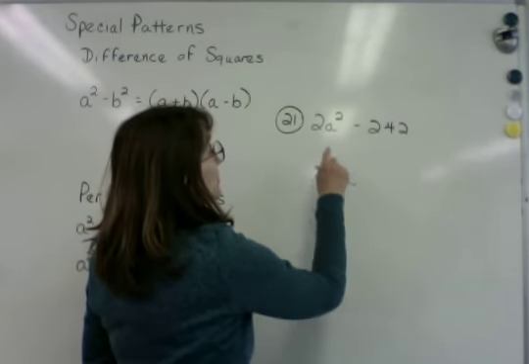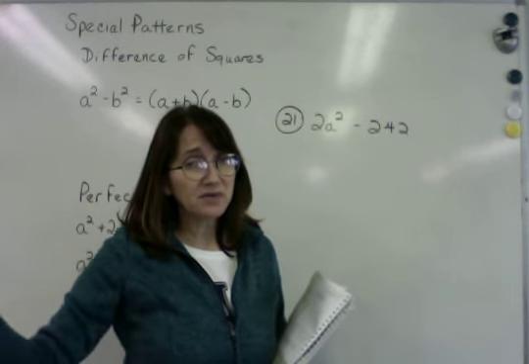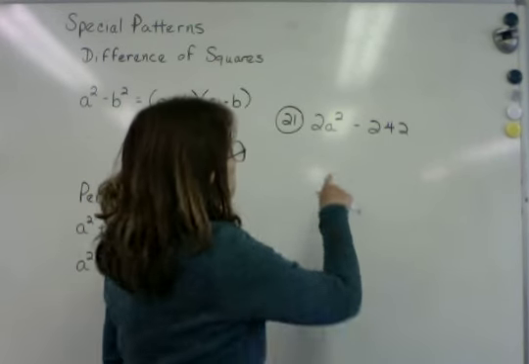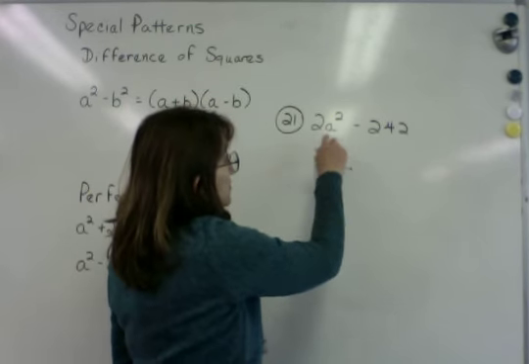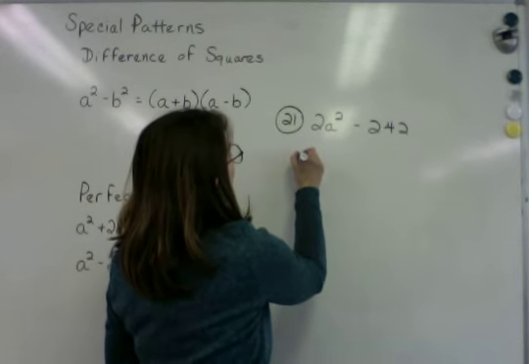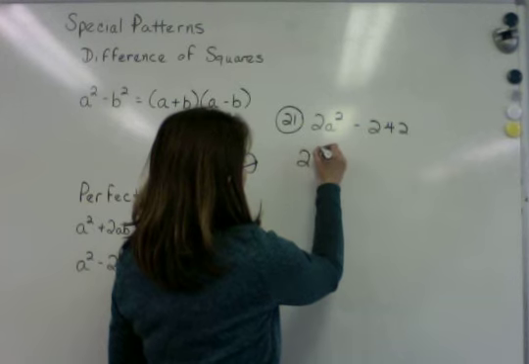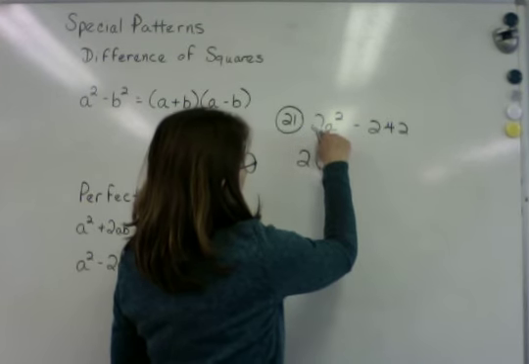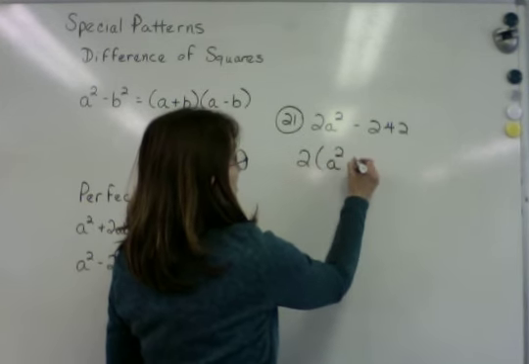Those are both even numbers. So if nothing else, if I'm completely clueless, I go with my smallest prime. 2 is common between both of those numbers, so I'm going to factor out 2. I have 2. I'm going to divide 2a squared by 2. Now I'll just have the a squared.